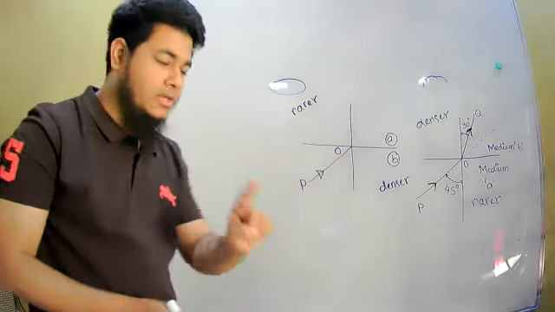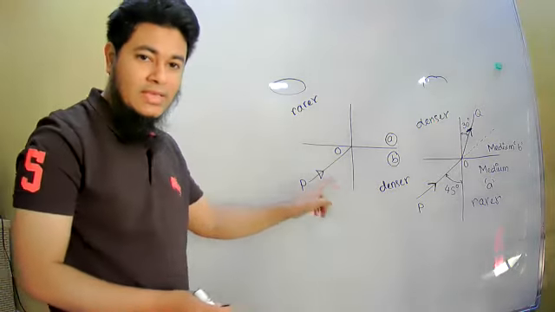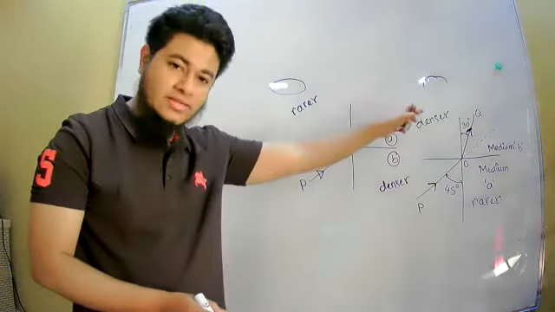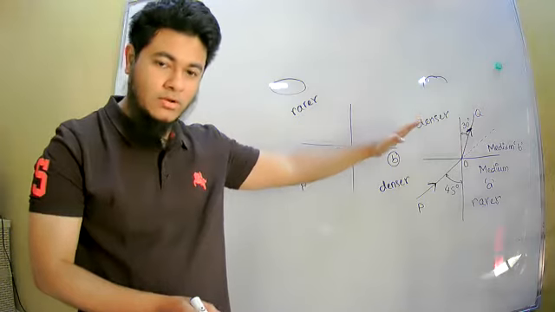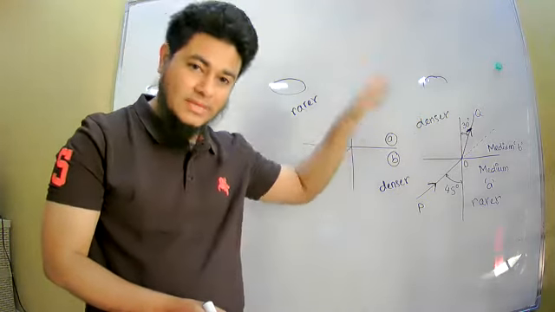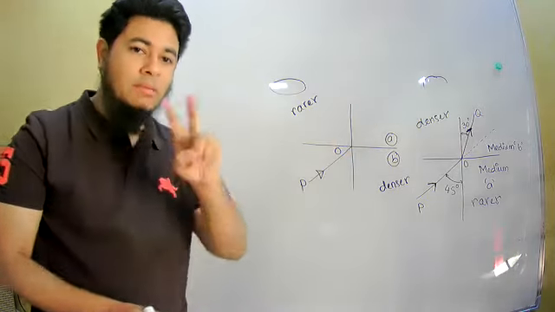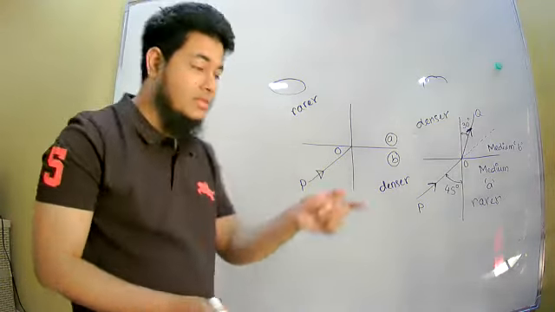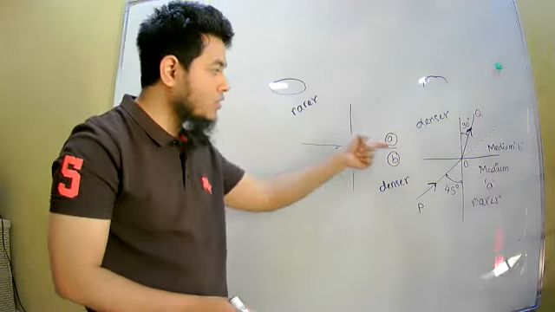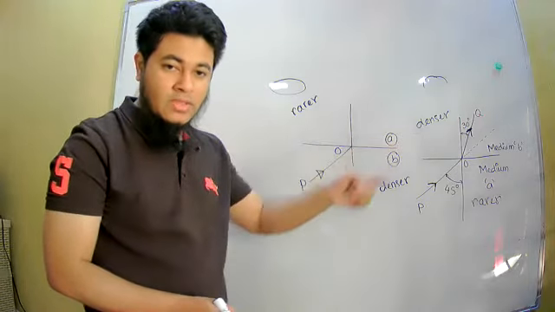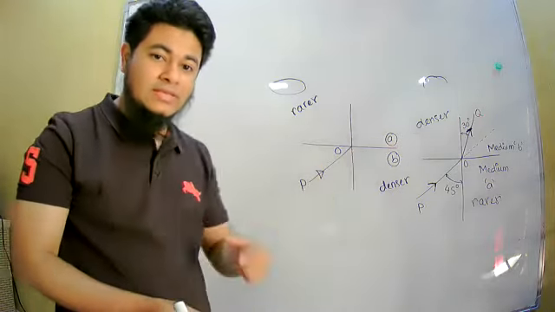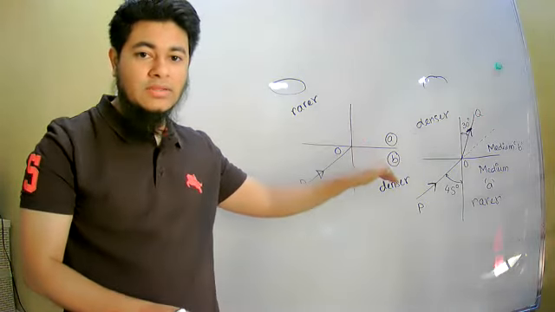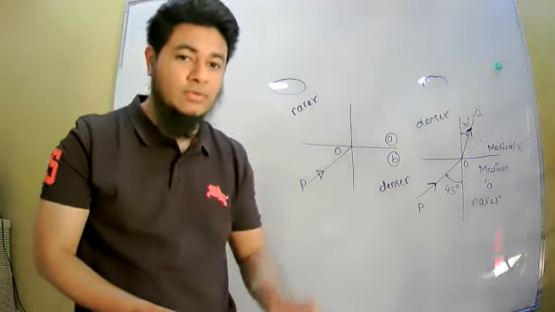Number one, if the incident angle is less than the critical angle, then the light ray will be refracted in the second medium. It will move away from the normal and go to the second medium. Number two, if the incident angle is equal to the critical angle, then the light ray will pass through the surface of separation. And if the incident angle is greater than the critical angle, then it will be totally internally reflected. Total internal reflection will take place.